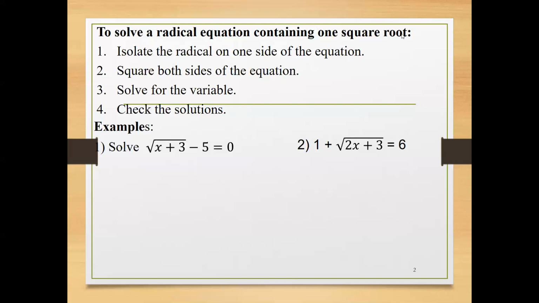Step 3, we want to solve for the variable. I want to get the variable or the letter by itself. Currently, we have x plus 3. I want to get rid of the 3, so subtract 3 from both sides to get x equals 22. And since we only got one answer, we don't have to worry so much about checking the solutions because we only got one answer. So it's going to work if you only get one.